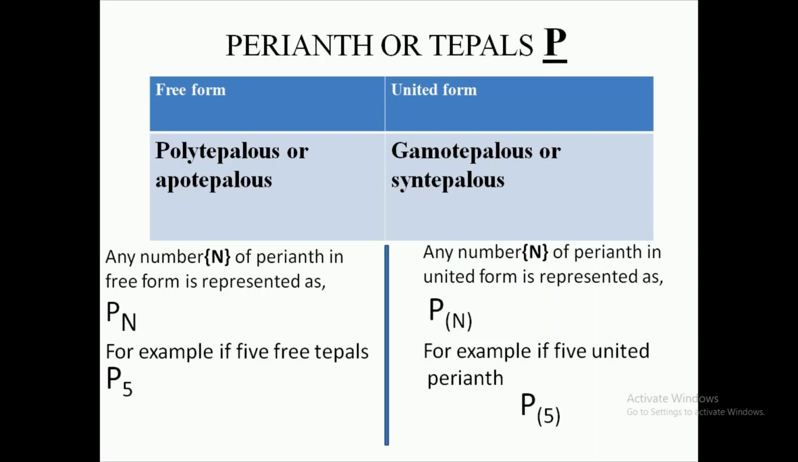So when we are saying any number n of perianth, that means the number of fused corolla and calyx, when it is in free form we write it P, and in subscript we write n. For example, if there are 5 free tepals we write it P, and in subscript 5. Similarly for united condition we will be using bracket, and in bracket we will write the number of perianth or tepals.